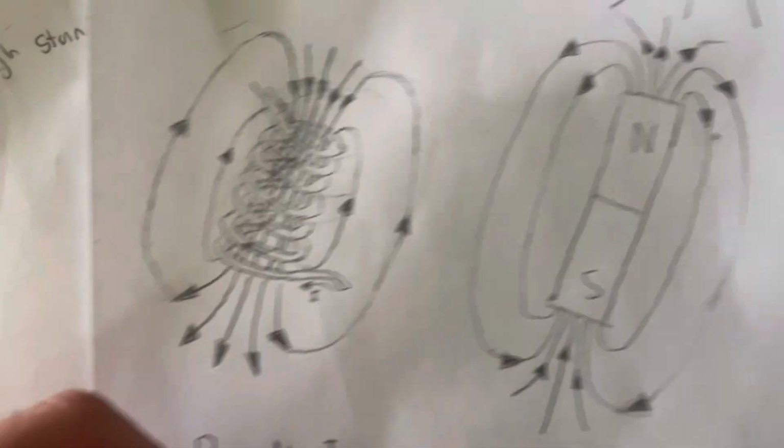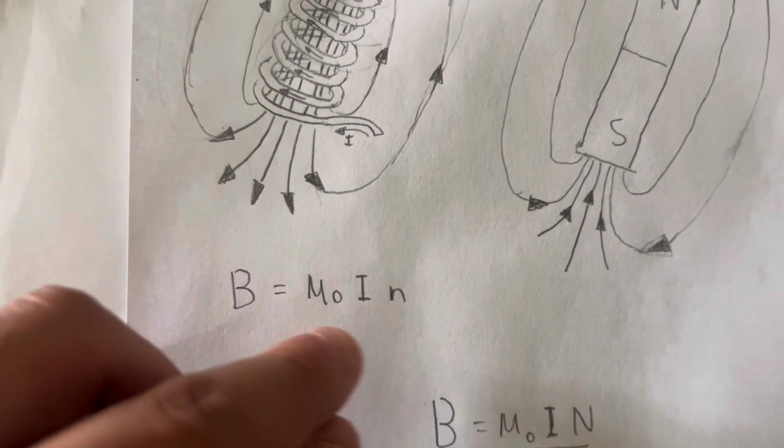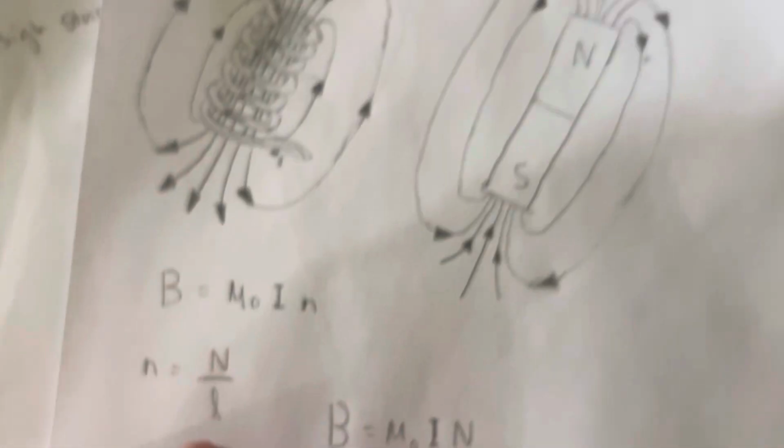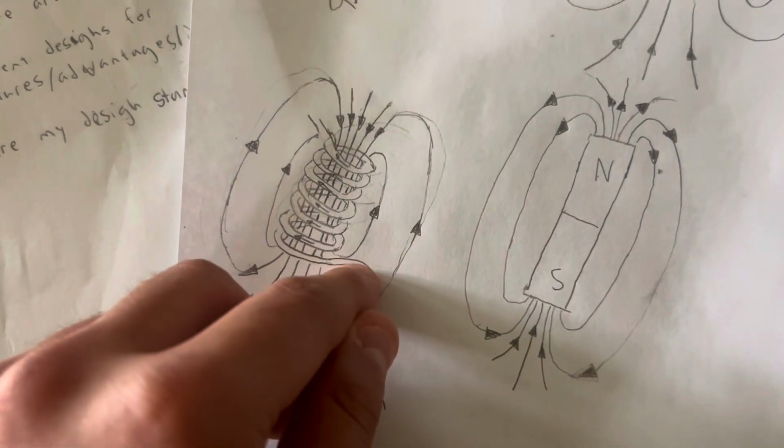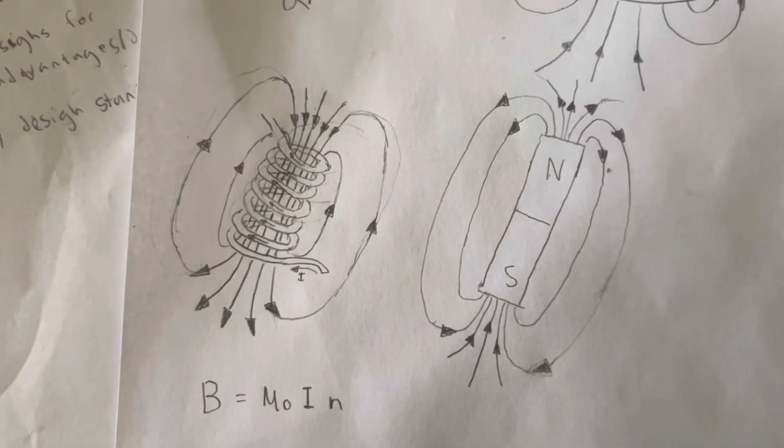Now, if you were to wrap that into a solenoid, it would amplify that effect with this equation here, n being the number of turns per length. That's represented right here, so you can also represent this right here. As you can see, this mimics a bar magnet's magnetic field lines. It's a very important concept to understand.